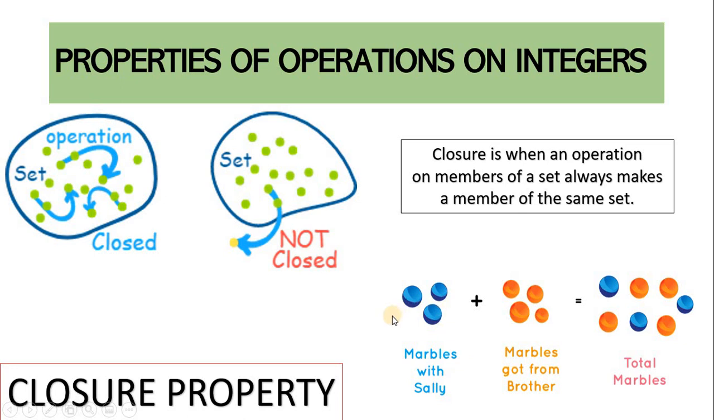Another illustration, 3 marbles with Sally plus 4 marbles got from brother is equal to 7 total marbles. So, kung titignan natin dito, itong 7 total marbles na ito ay galing din mismo sa set ng marbles with Sally and the marbles that she got from her brother. Diba? So, ayan yung illustration or yung concept ng closure property.